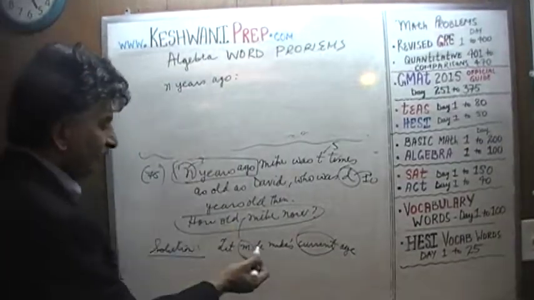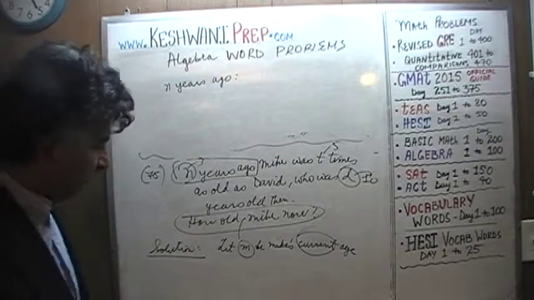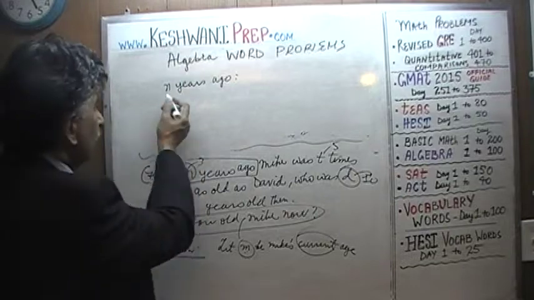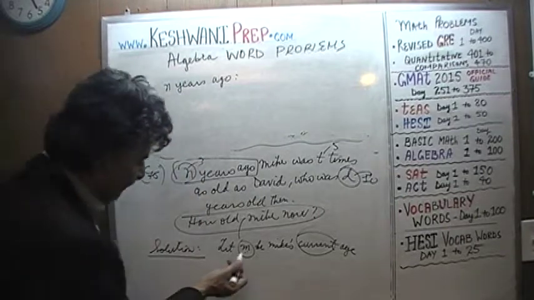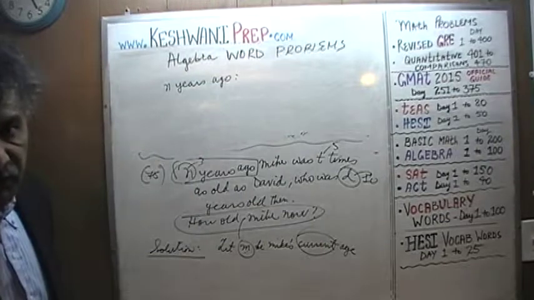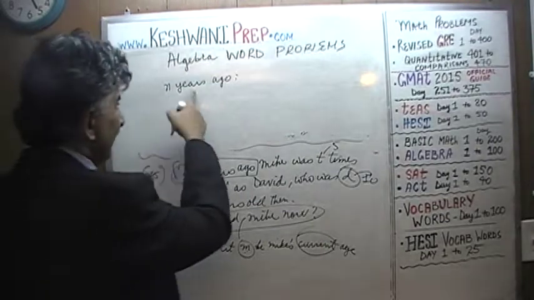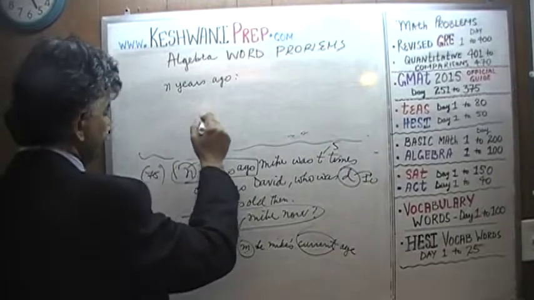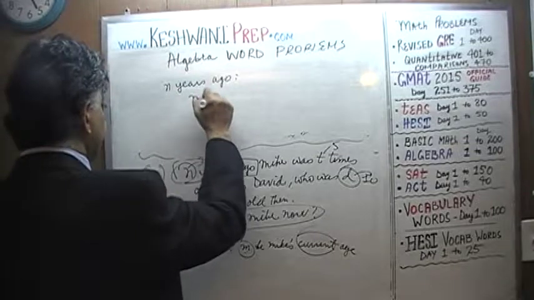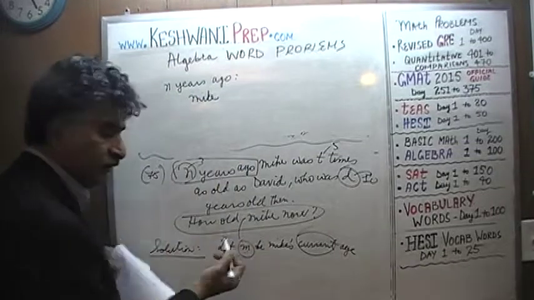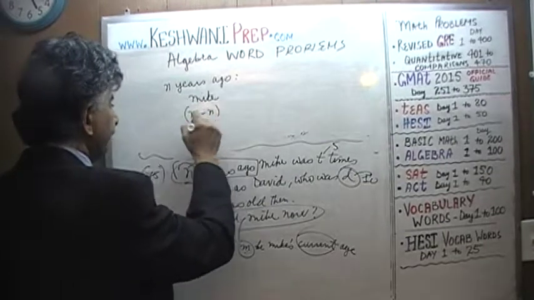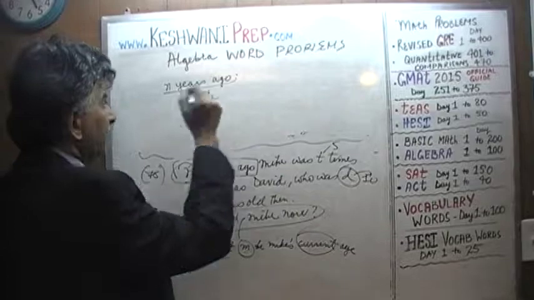So n years ago, if he's M years old today, let's say if he's 3 years old today, then 1 year ago, he must be 2 years old. If he's 50 years old today, then 20 years ago, he must be 30 years old. Which means the age n years ago is simply M minus n. So Mike's current age we're pretending is M, therefore n years ago, Mike was M minus n. That was his age n years ago.